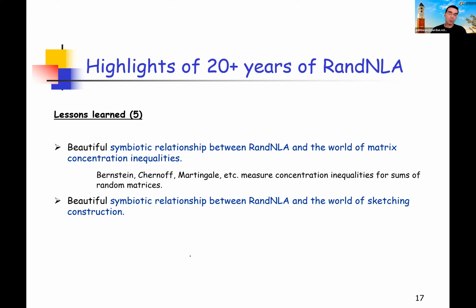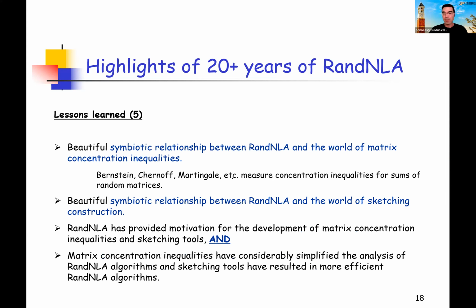The last lesson, again, I think one of your future speakers will talk a lot more about this and more properly. There is a very nice symbiotic relationship between randomized numerical linear algebra and matrix concentration inequalities. Things like Bernstein, Chernoff, martingales, all the things we knew for sums or martingales of random variables, we now have equivalent things for sums of random matrices. And this goes both ways. Because of RandNLA, new inequalities have been devised, and RandNLA has been a heavy consumer, of course, of these matrix concentration results.